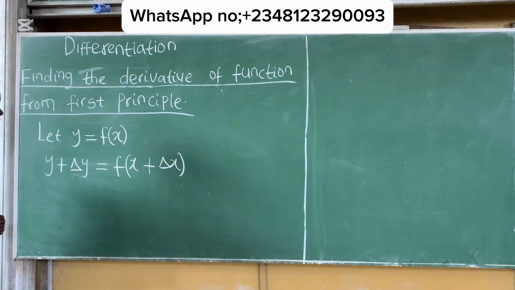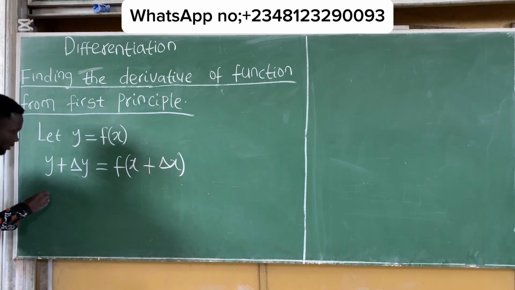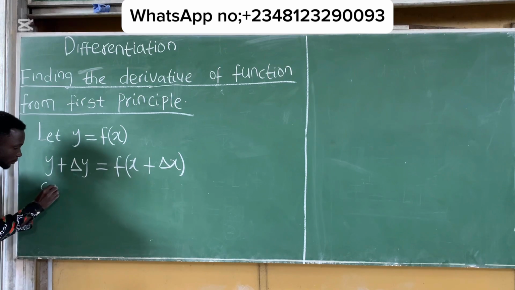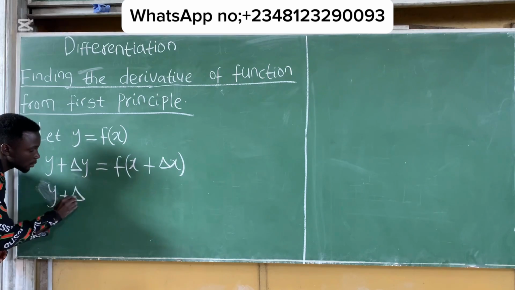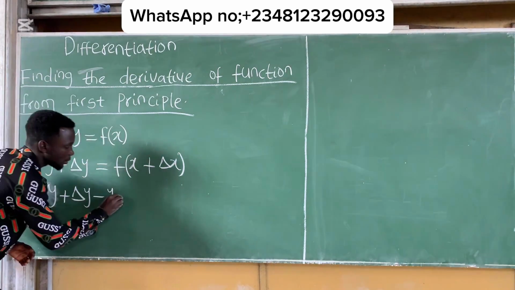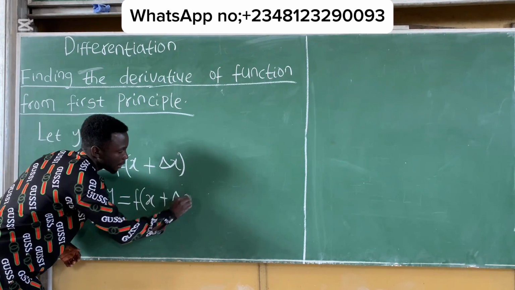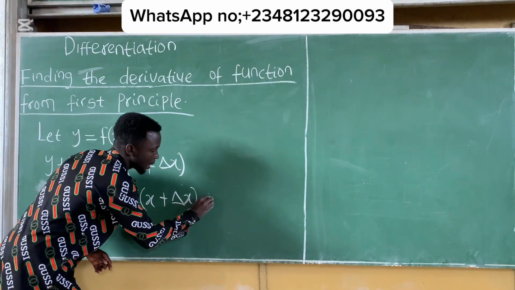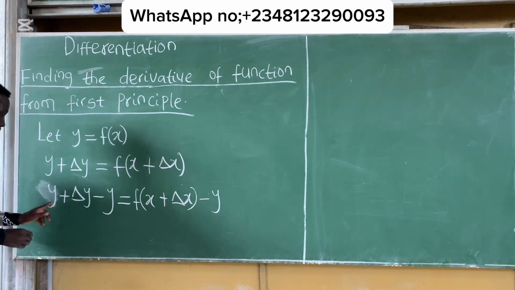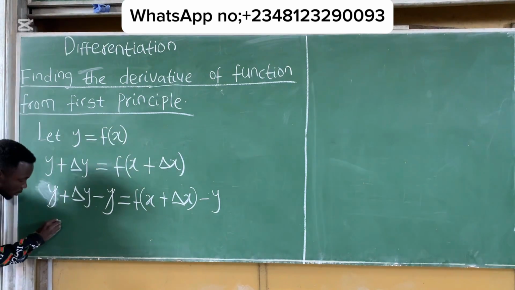After adding the increment of x, the next step is to subtract y from both sides. This will give us y plus delta y minus y, which is equal to f of x plus delta x, close the bracket, minus y. Now y minus y gives us 0, so these two are out. We are left with delta y.